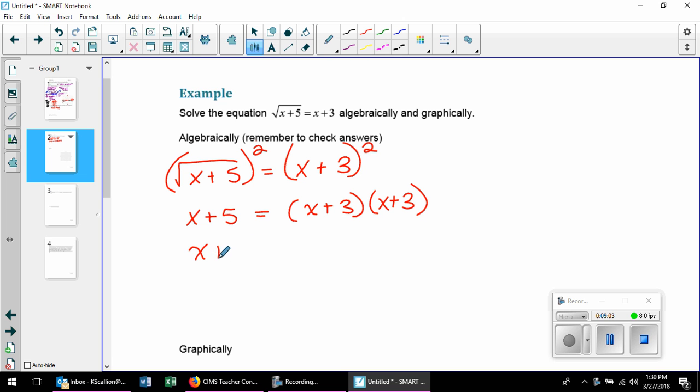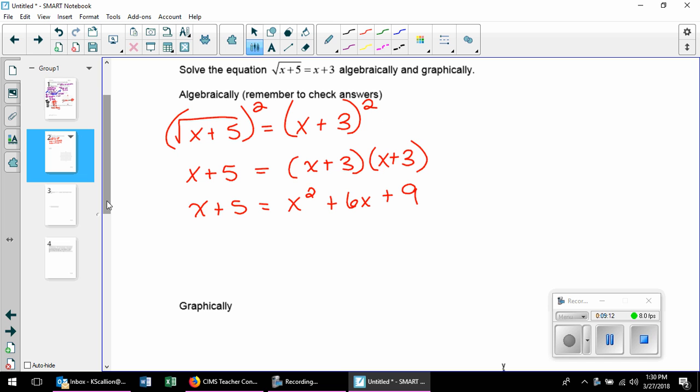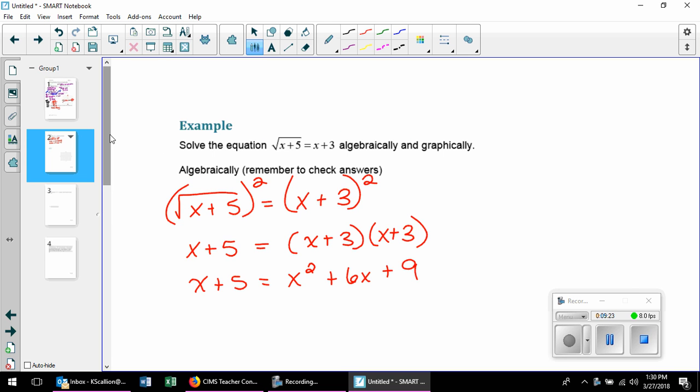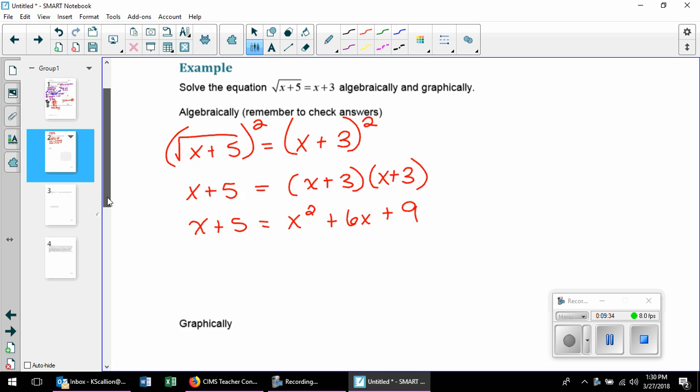So I've got x plus 5 equals x squared plus 6x plus 9. If I'm going to solve, what didn't I do? What didn't I do before I got started? Didn't do my restrictions. So let's do that quickly because we already did it. X plus 5 has to be greater than or equal to 0. So x has to be greater than or equal to negative 5. Okay, I'm good now. Feel better about it.